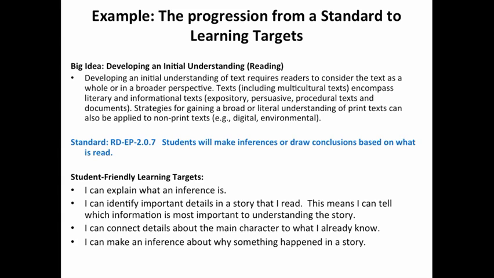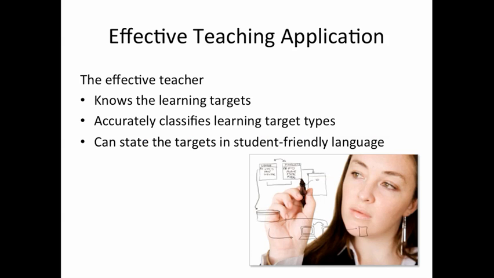I can connect the details about the main character to what I already know. And this is also a reasoning target. I can make an inference about why something happened in the story. And making an inference borders on a skill, but it's also heavily on the reasoning side. So I can, a verb, and then to clarify, a this means statement. So I can identify, this means I can tell which information is most important. These are the kinds of student-friendly learning targets you'll be writing this week.